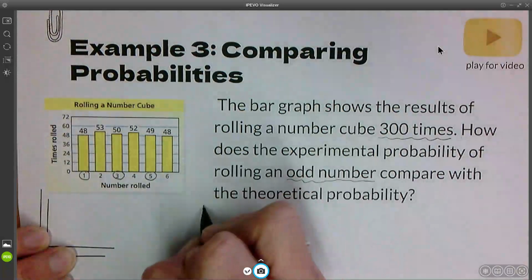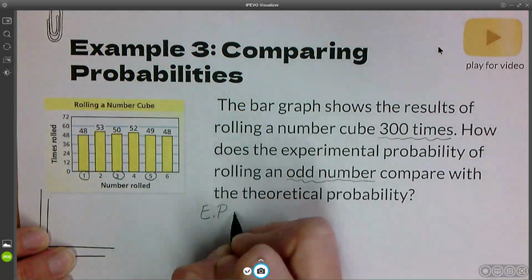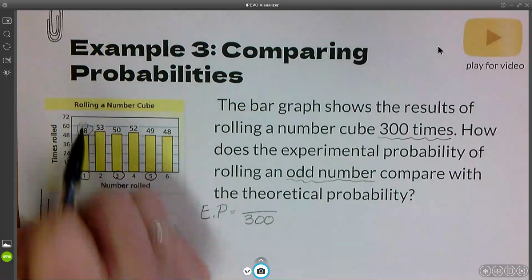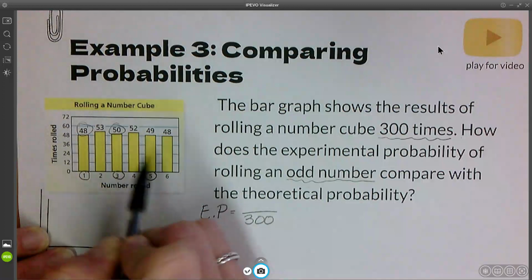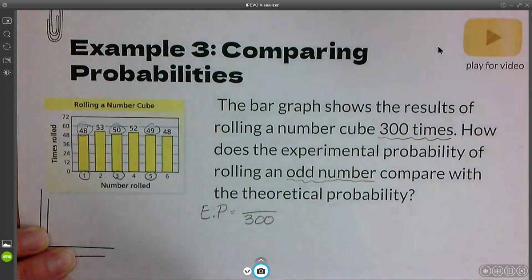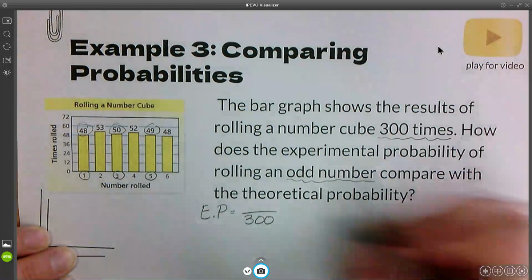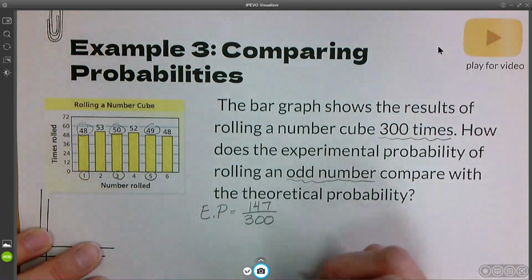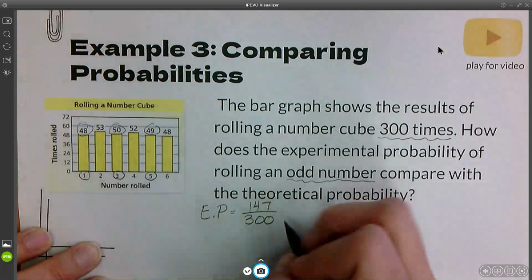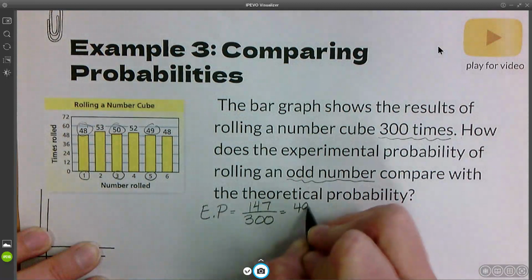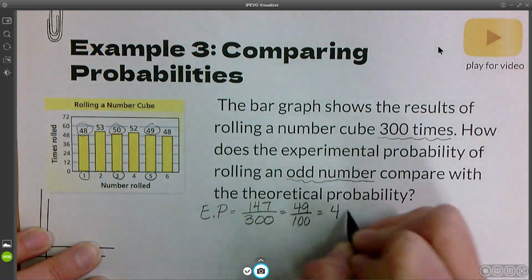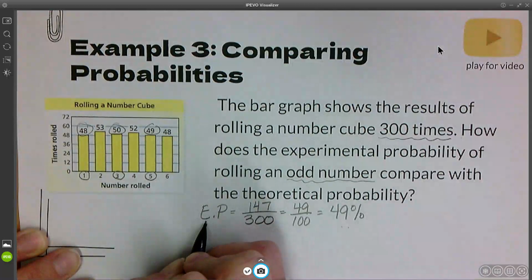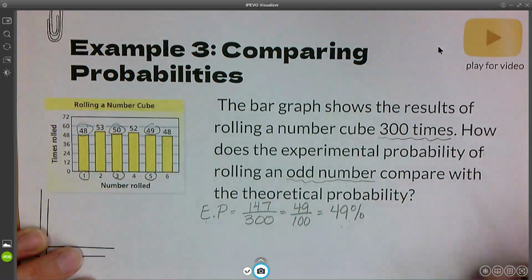I recorded my results. So the experimental probability of rolling an odd number out of the 300 rolls, I would have to add up 48 plus the 50 times the 3 was rolled, plus the 49 times that the 5 was rolled, and I would get a total of 147 out of the 300 rolls. When I turn that into a percent by dividing or even simplifying, I get 49 out of 100, which would then be 49%. So 49% of the time, I actually rolled an odd number, pretty close to 50% or half.